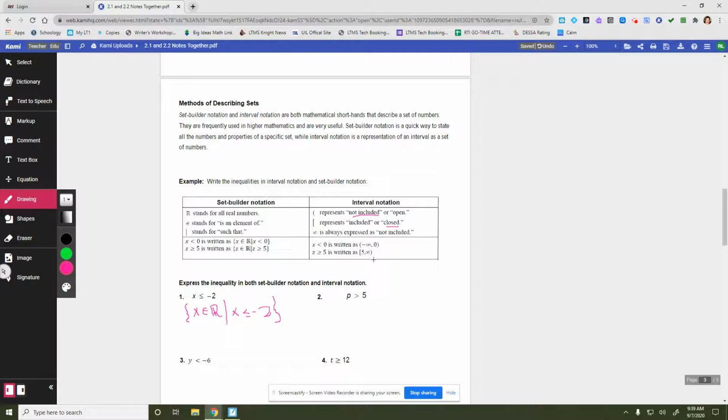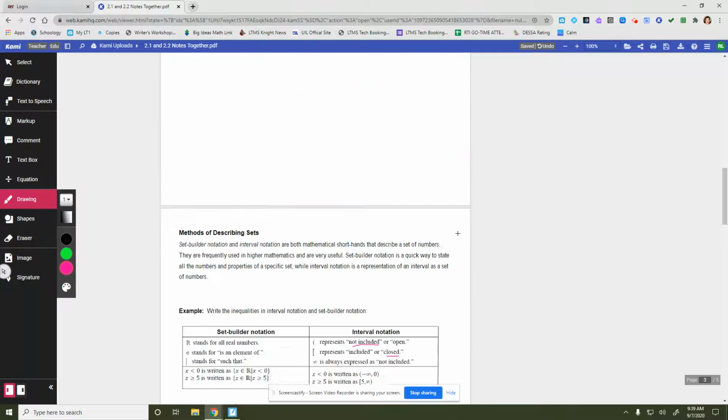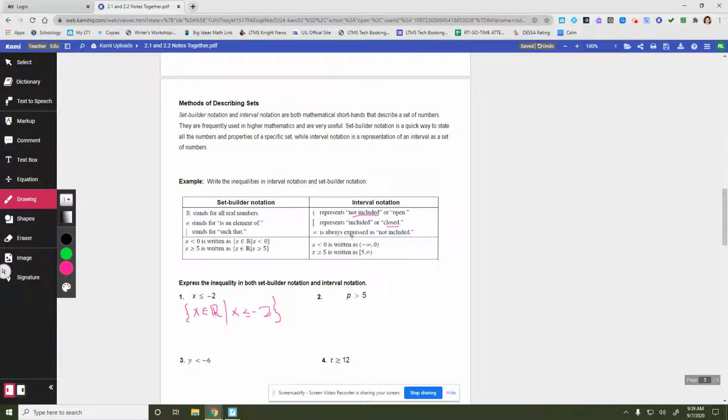And then of course, if the numbers go off to infinity, like with our arrows up here, then we use our infinity symbol, but we never include infinity, right? You can never actually reach it. So you get a parenthesis.